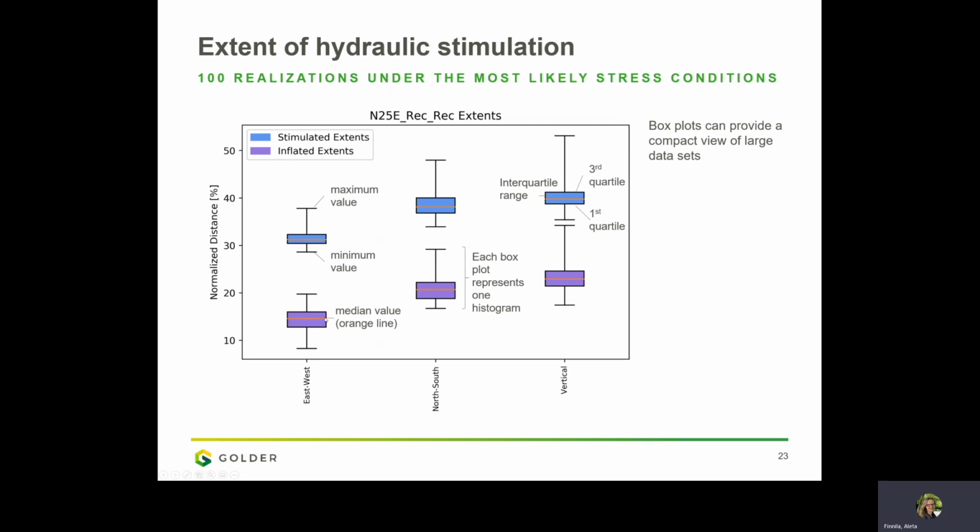So the purple here is inflated fractures, and the blue is both inflated and hydro-sheared, so we call those the stimulated extents. So for inflated, they show the same pattern from east-west, north-south to vertical for both these sets, where the east-west is a smaller stimulated distance than the north-south and the vertical. I'm also showing the median values with the orange lines and the whiskers here. So you're seeing the quartile values, so the first quartile, second quartile, third and fourth here, with the whiskers extending to the minimum and maximum of the value. So I'm not taking like 95th percentile here. You're seeing actually the absolute minimum value and maximum value of those 100 realizations. And I'll be using these box plots quite a lot in the later slides.